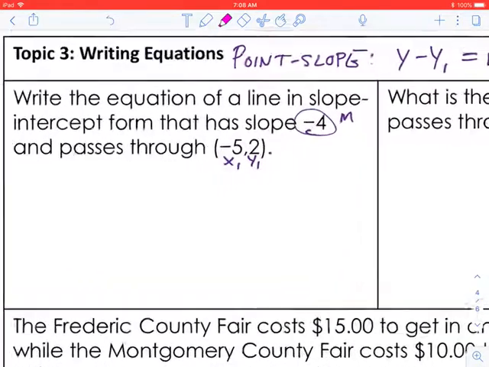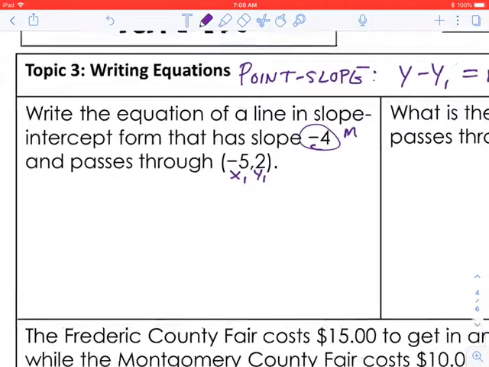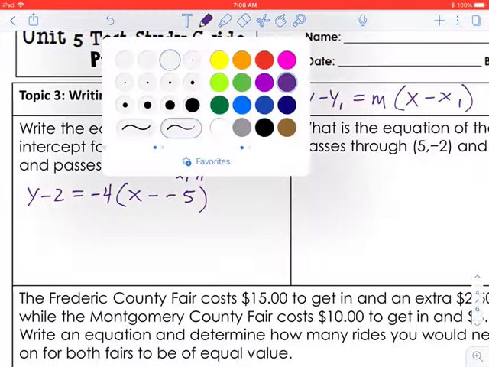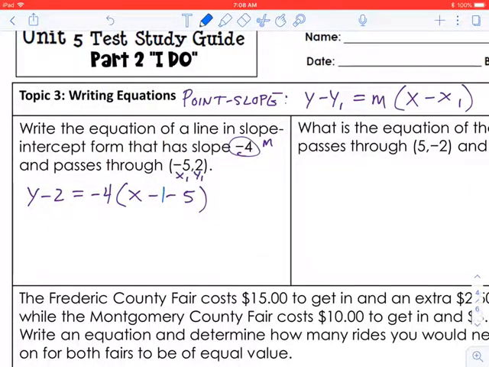Okay, so in this case, I'm going to go y minus the y value 2 equals negative 4 for m, parentheses x minus the x value, negative 5. So since that is minus a negative, that becomes a plus, and now we can go ahead and distribute and solve for y.